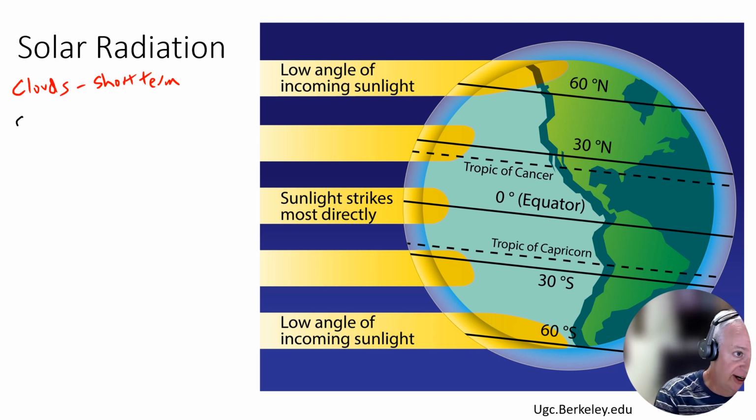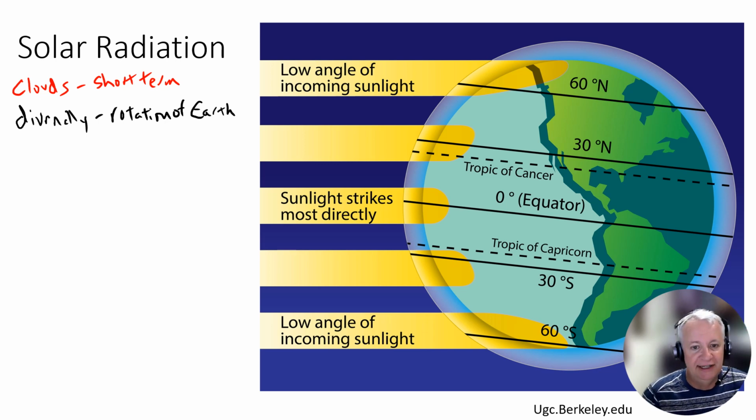Diurnally, so during a given day, the rotation of the Earth is important. Again, some of this is just so obvious as to almost not need stating. You know, we have night and day as the Earth rotates on its axis, and clearly that influences weather. The temperature that we experience is different at noon and at midnight. And that's due to the rotation of the Earth and the change in radiation conditions that we experience during that time.